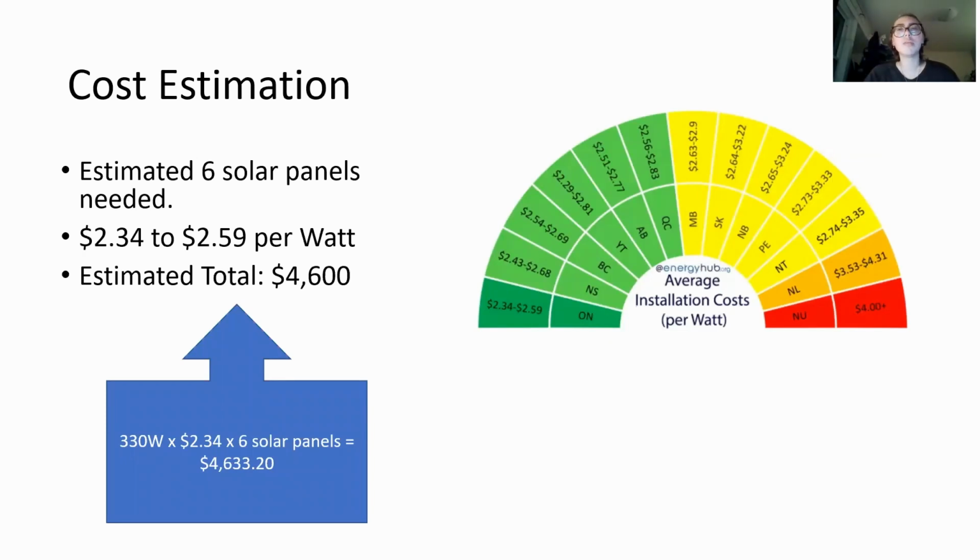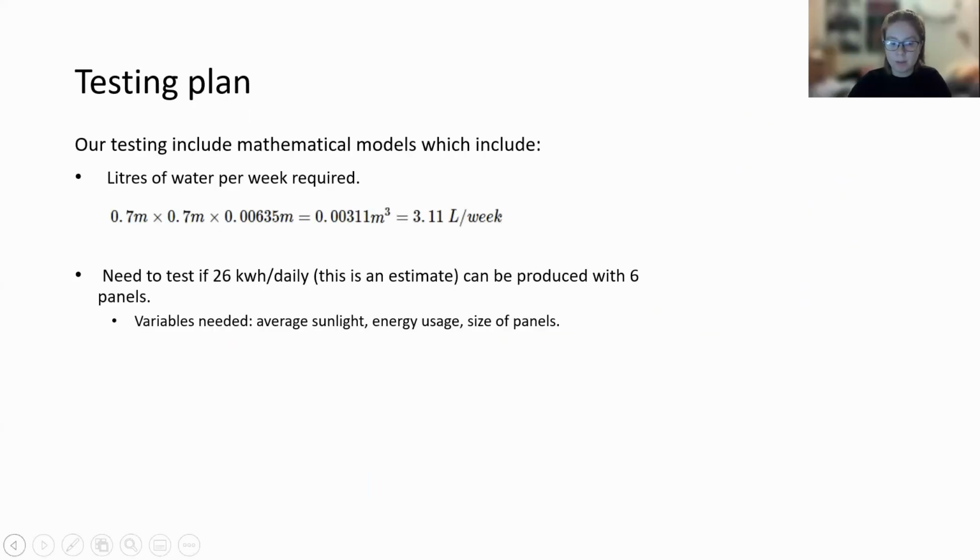While the exact electricity needs are still to be determined, it was found that 5 solar panels are needed for a 100-watt water pump, and approximately 15 solar panels are needed to power a small house. So it is safe to predict that the number of solar panels needed will lie within this range. Estimating that approximately 6 solar panels are needed, the cost can be estimated to be approximately $4,600 for a 330-watt hybrid solar panel system. Our testing plan includes mostly mathematical models.